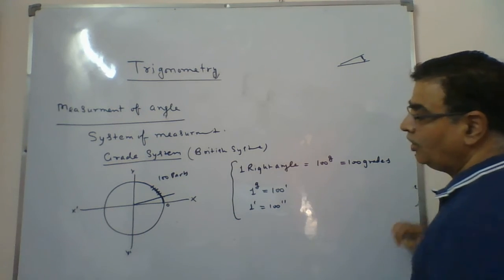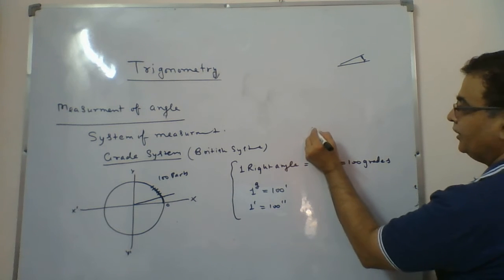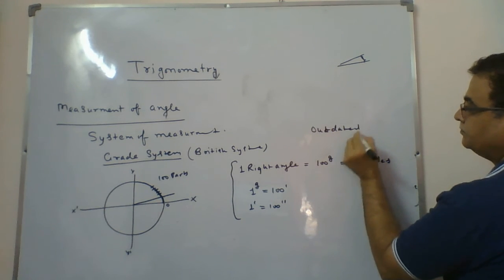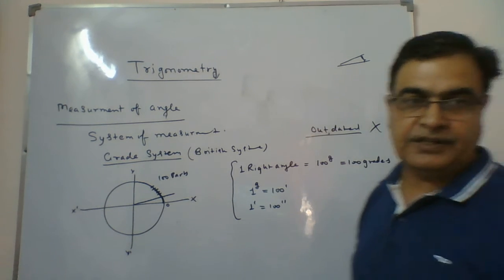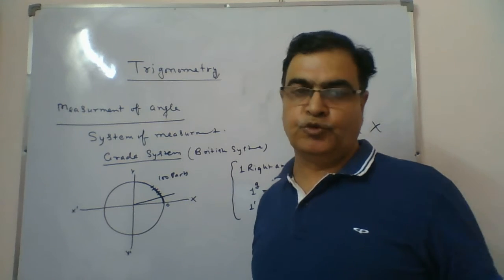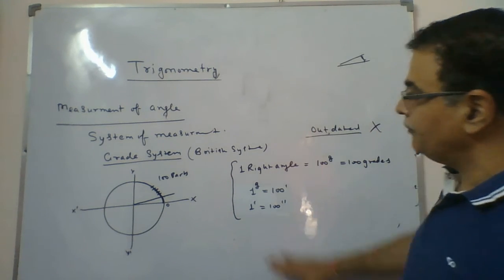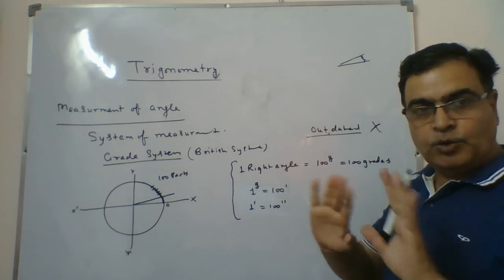This will be called the grade system or the British system. This is an outdated system. Outdated means we are not using it these days. The British system we have removed, so we are not using it. So we will say the grade system, the British system, is an outdated one now.